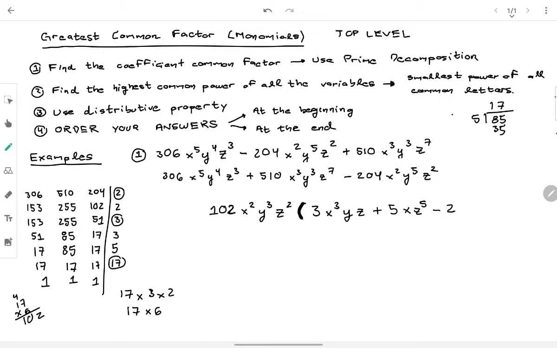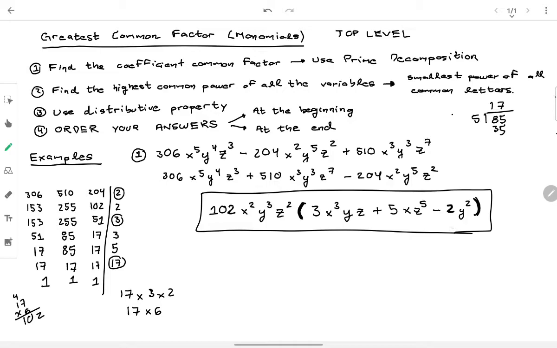Finally, minus 2. And in this case, it's going to be x squared, it's correct, we don't need anything. For y, we need y squared. c squared, we don't need anything. So it will be like this. And this is going to be our actual correct and ordered answer. So let's see another example.